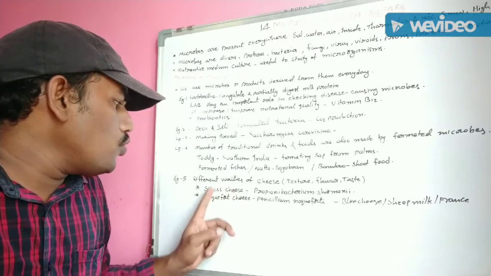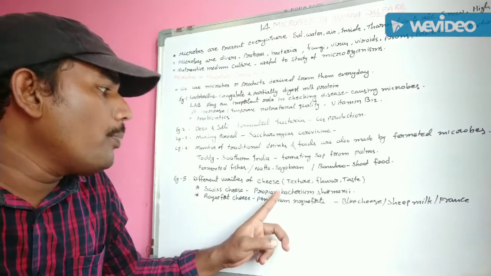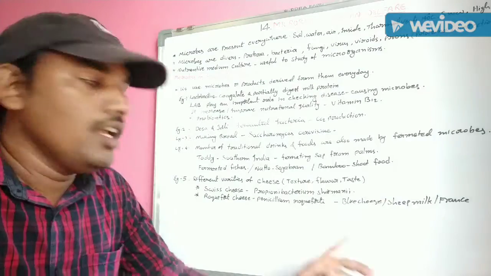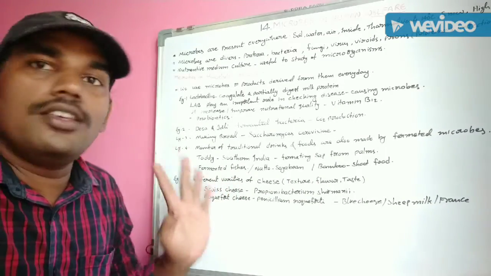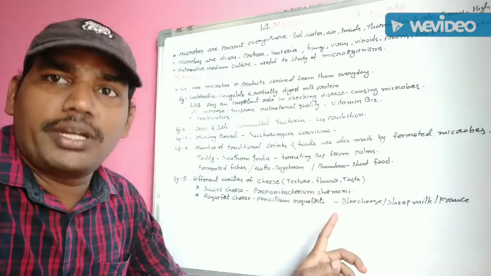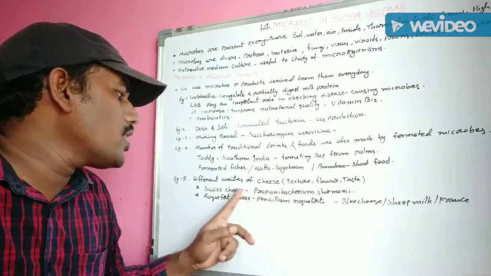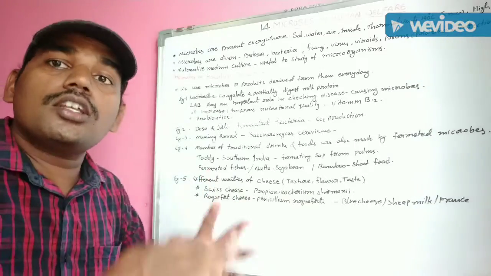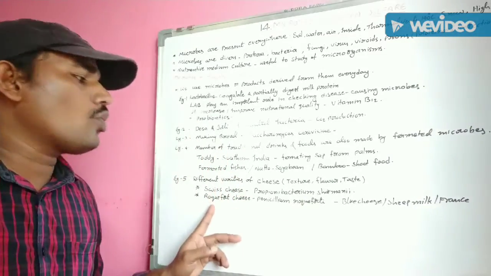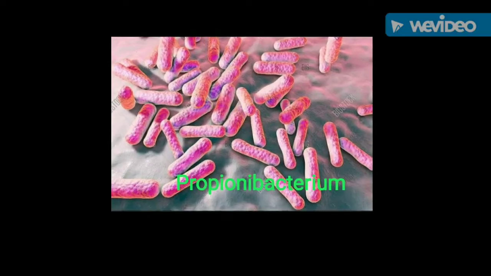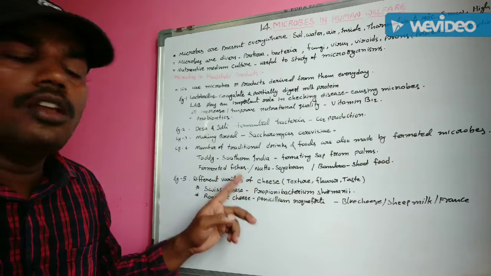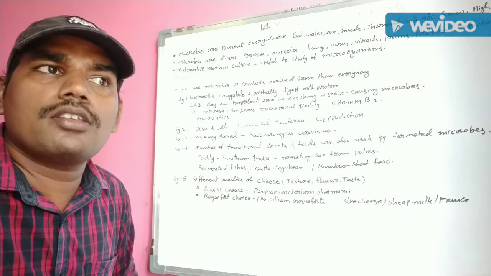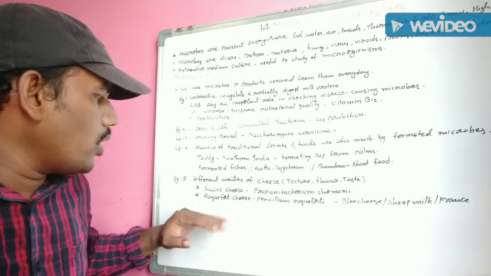This Swiss cheese is mainly prepared by the fermentation activity of Propionibacterium shermanii. This bacterium ferments milk and converts it into Swiss cheese. By the activity of Propionibacterium shermanii fermentation, a large amount of CO2 is released during this preparation. So Swiss cheese has large, big holes compared to Roquefort cheese. Understand? So Swiss cheese has big holes because of the liberation of CO2. Understand?